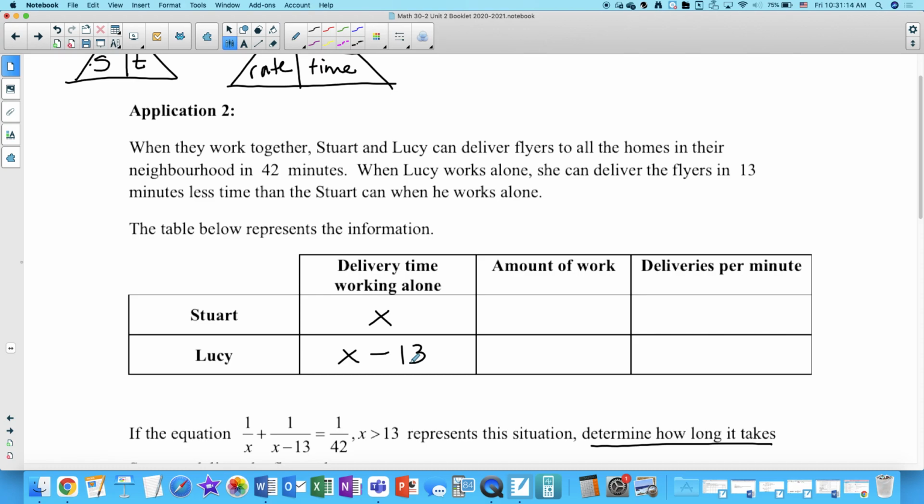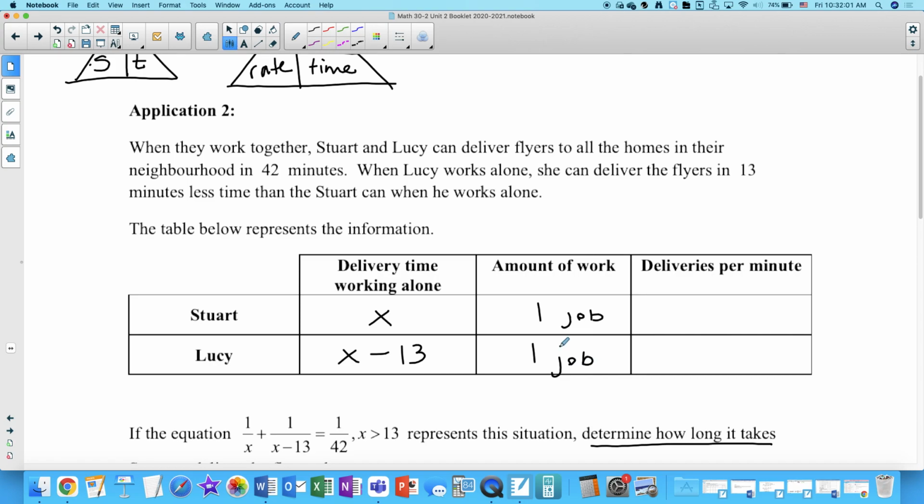So one piece of the chart you need to figure out by defining a variable and then using that same variable for the other person. Okay? Another piece you should be given. Now, this is where this example is kind of tricky, and if you've never seen this before, you kind of have to know it, which is how much work is getting done here. We don't know how many flyers there are. We can't say that one job is 5,000 flyers. We're not given that information. But what we can assume is that they're both doing the entire job. So we're going to say that the amount of work that's being done is one job.